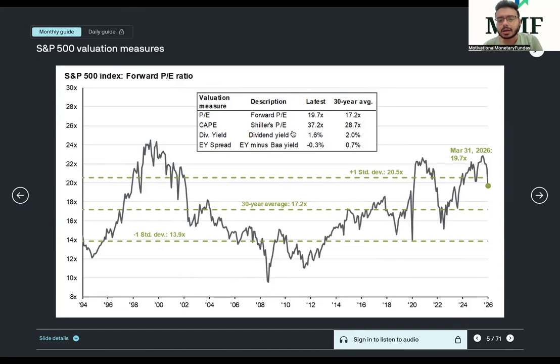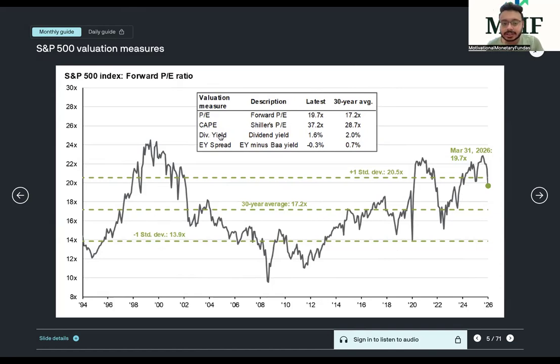The CAPE multiple or the Shiller's PE. The Shiller's PE currently stands at 32.7 times, but the average has been 28.7. So based upon the Shiller's PE, the cyclically adjusted price to earning multiple. What is CAPE? C stands for cyclically, A stands for adjusted, and P is the price to earning multiple.